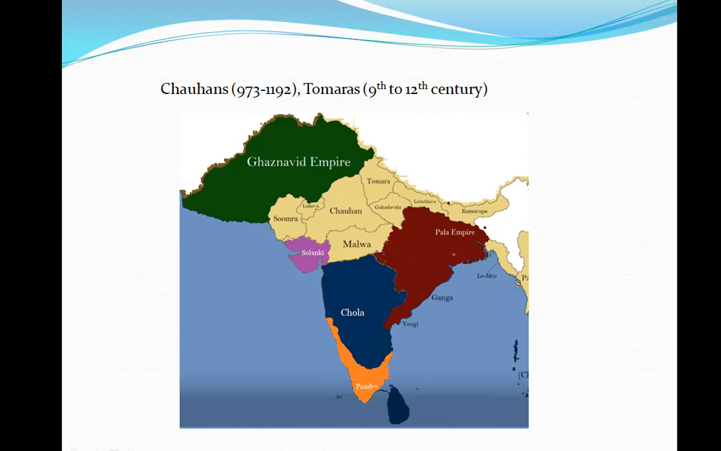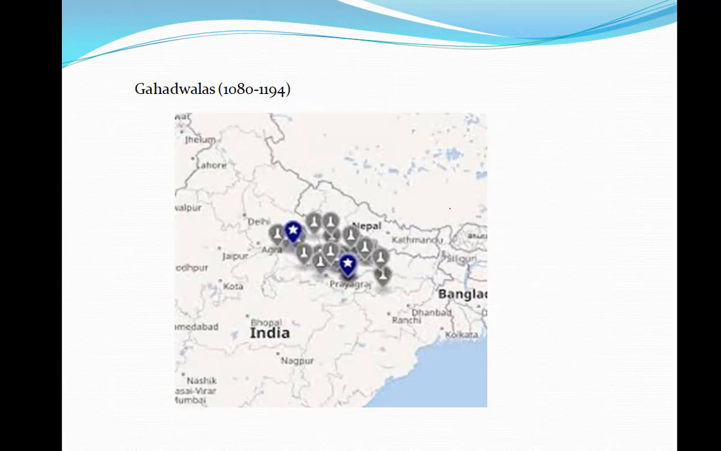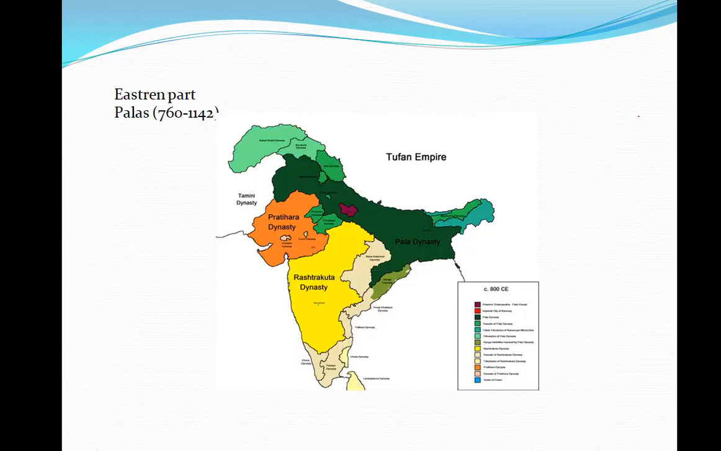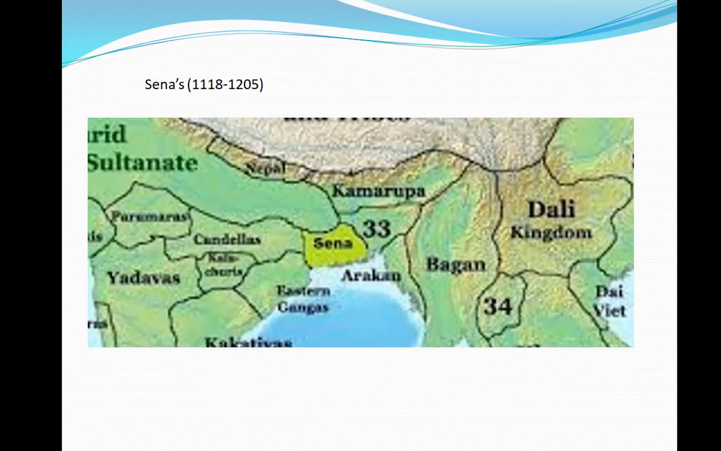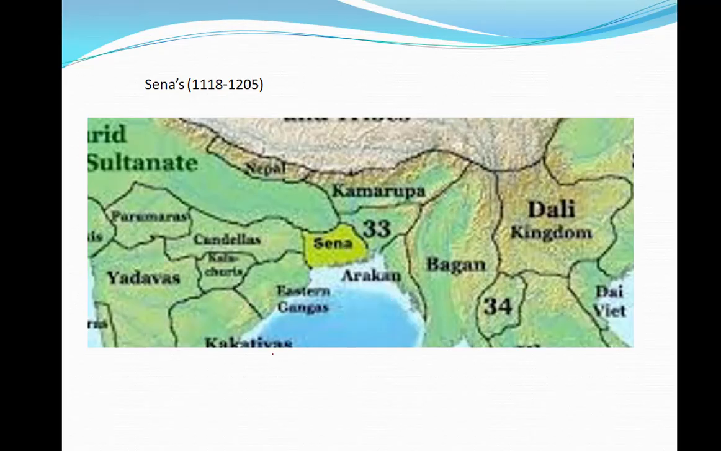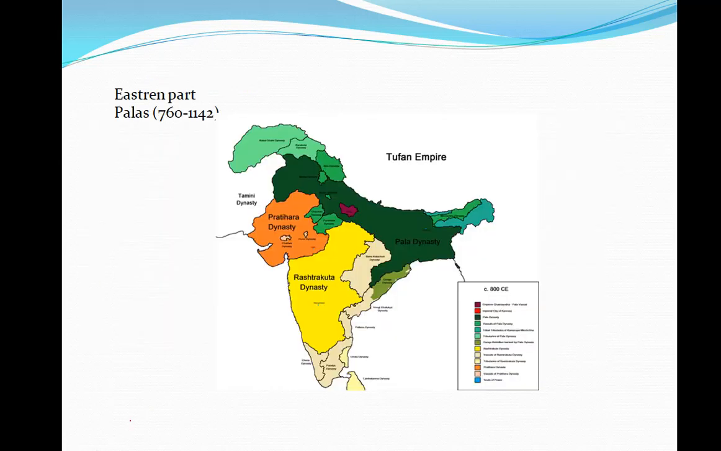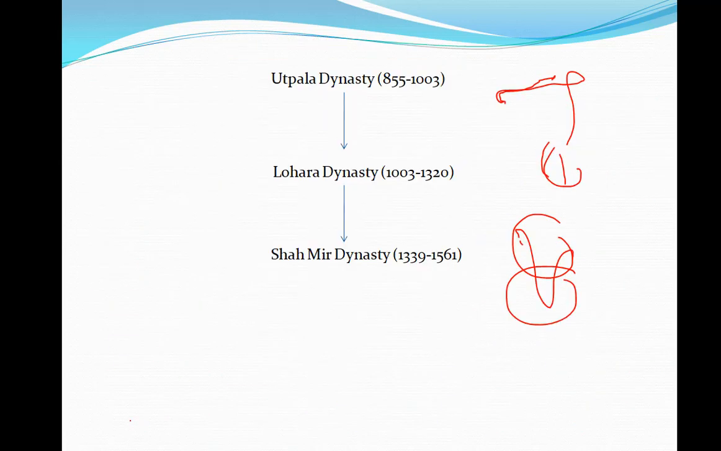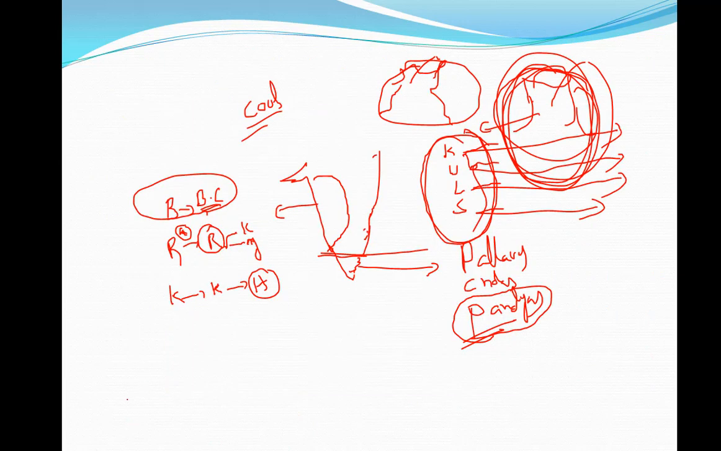Now here the Palas are there. After the disappearance of the Palas, the Senas emerged in political history. Here it is the Gahadwalas, whose capital was at Kanauj. In the eastern part is the Pala dynasty, and on the ruins of the Pala dynasty the Senas emerged. The Senas were defeated by the Islamic invaders. In that way, entire India fell into the hands of Islamic rulers. Here I will give you the total account, briefly.